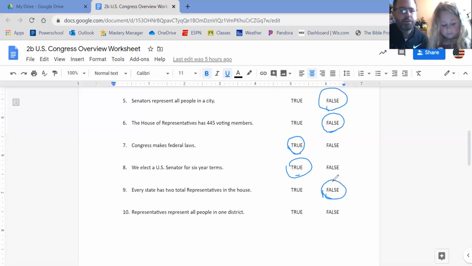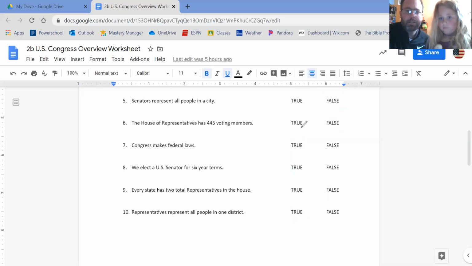Number 10, representatives represent all people in one district. True or false? That would be true. So if you remember those maps I went over in the notes with all the weird borders of those districts, voting districts, that's what we're talking about. The House of Representatives represents all of those.